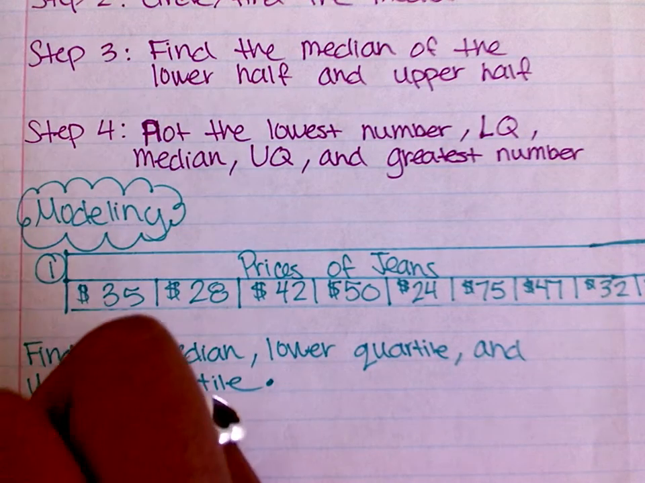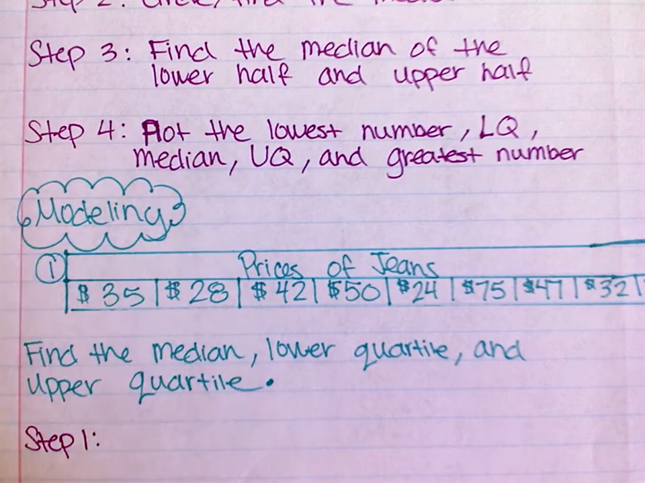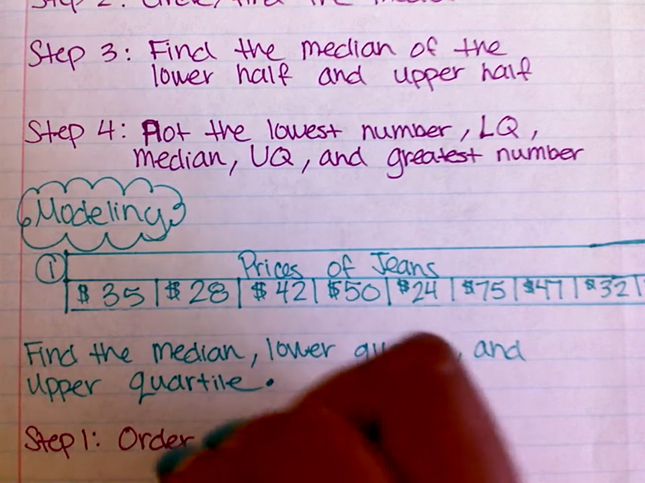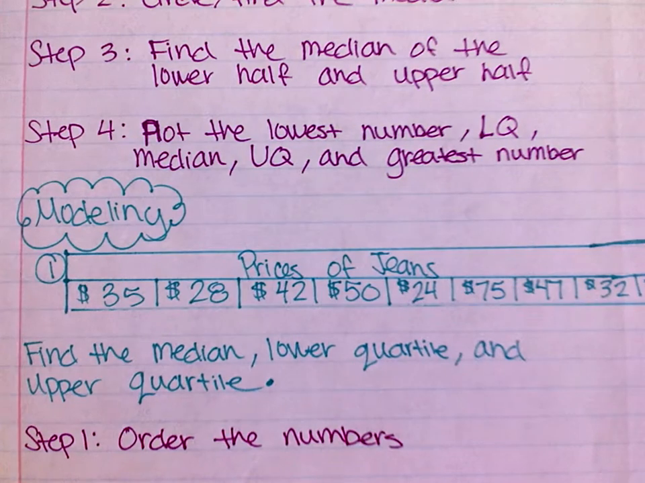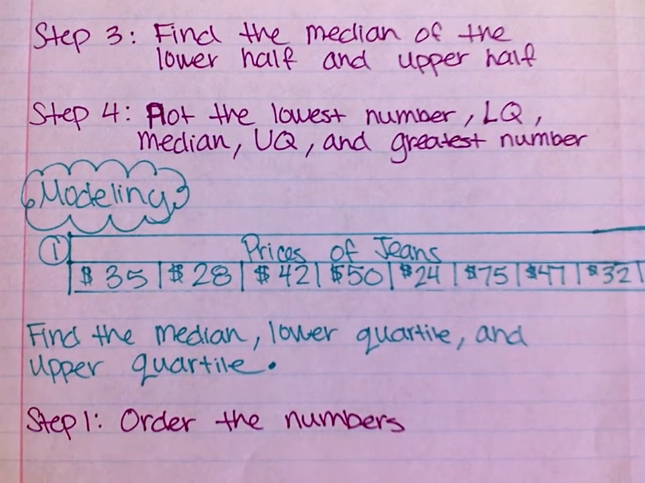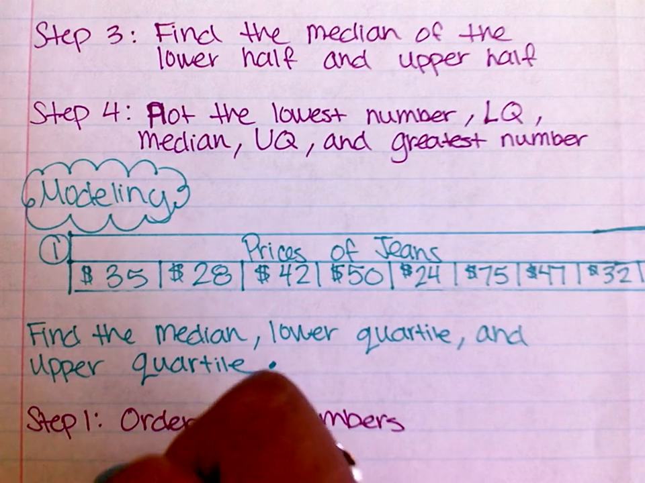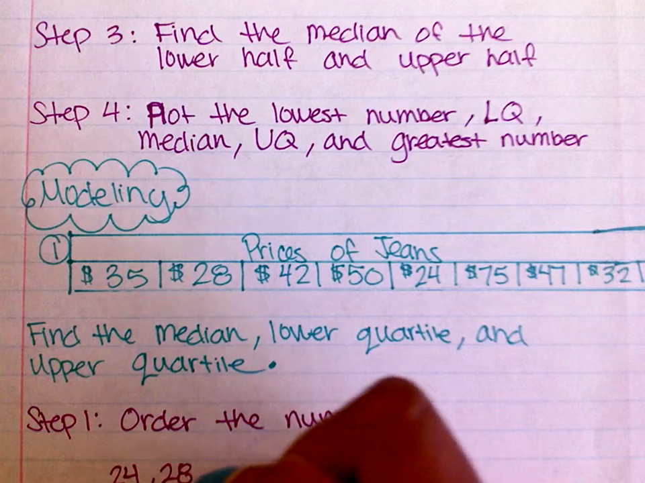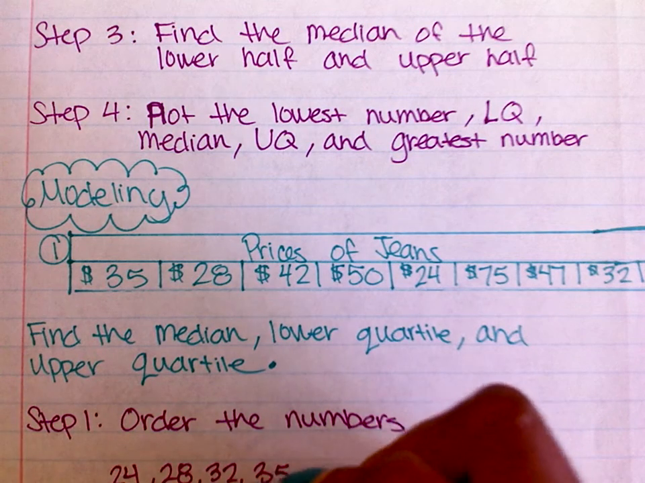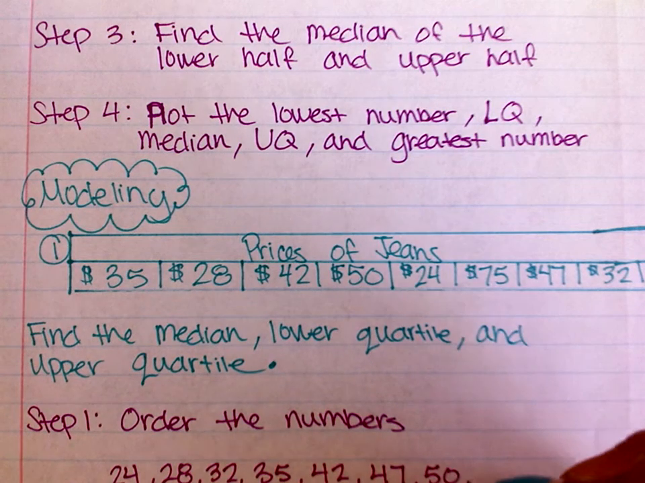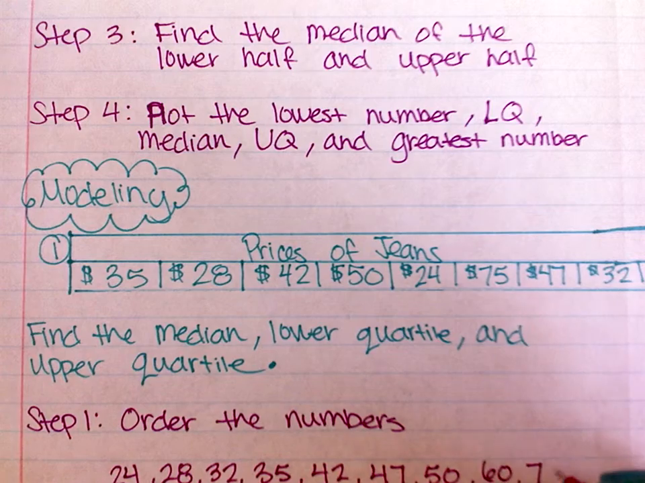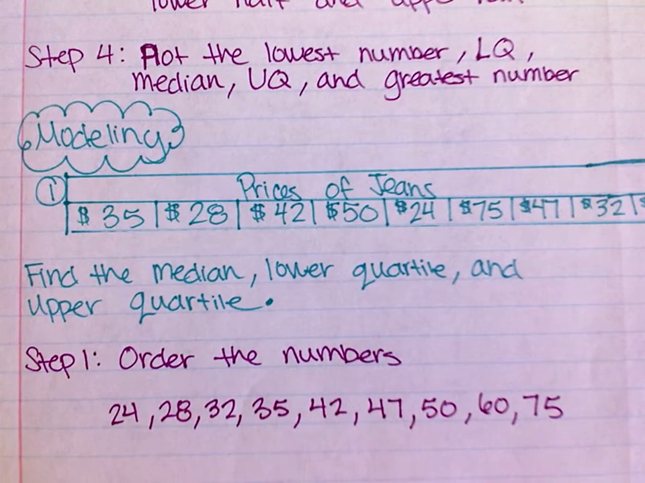We sure can. Step 1 tells us that we need to order the numbers. We need to put these numbers in order. So let me go ahead and do that for you. 24 comes first. 28, 32, 35, 42, 47, 50, 60, and 75. So the first thing they ask you to do is just put the numbers in order from least to greatest. We can do that. We did that in first grade. Least to greatest. Easy.